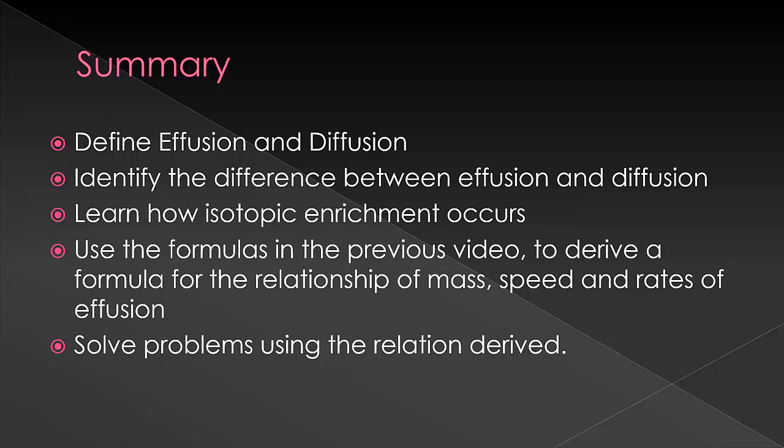So in summary, now we know what effusion and diffusion are. We know that they're different because effusion is going into an empty space, while diffusion is two gases or liquids mixing. We also learned how isotopic enrichment occurs because that's one of the main uses for effusion. Of course, there are many others as well. Now, we've also used all the formulas in the previous video along with just relating them in new ways, setting them equal to each other, to derive relationships for the mass, the speeds, and then the rate of effusion. And we've solved problems using all of these different ratios that we've come up with using that square root of 3/2 RT over N formula.